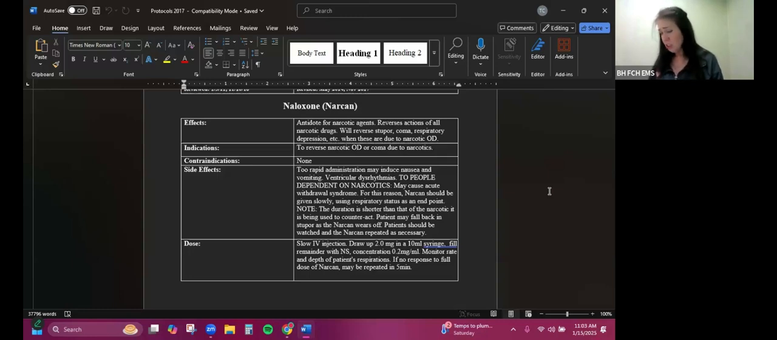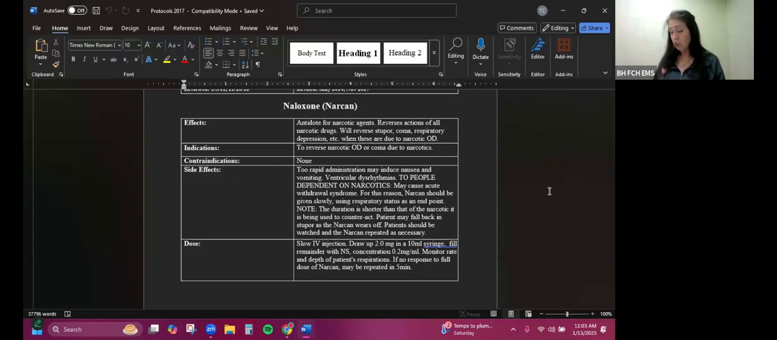There are no contraindications for Narcan. Too rapid administration may induce nausea and vomiting and ventricular dysrhythmias. In people that are dependent on narcotics, it may cause acute withdrawal syndrome. For this reason, Narcan should be given slowly, using respiratory status as the endpoint. Note the duration is shorter than that of the narcotic it is being used to counteract. Patients may fall back into stupor as the Narcan wears off. Patients should be watched and Narcan repeated if necessary.